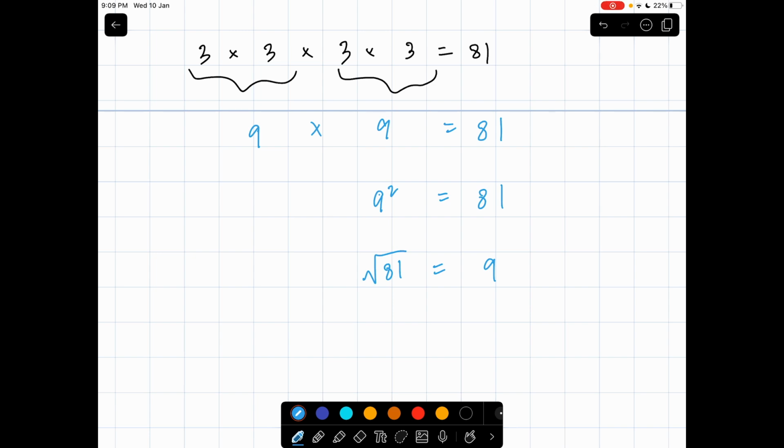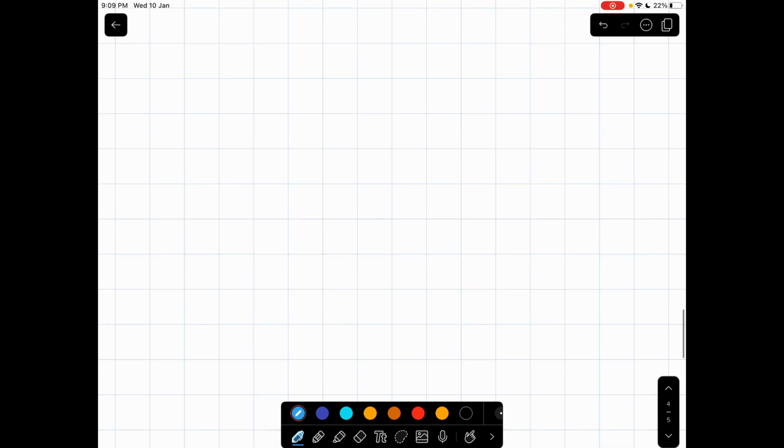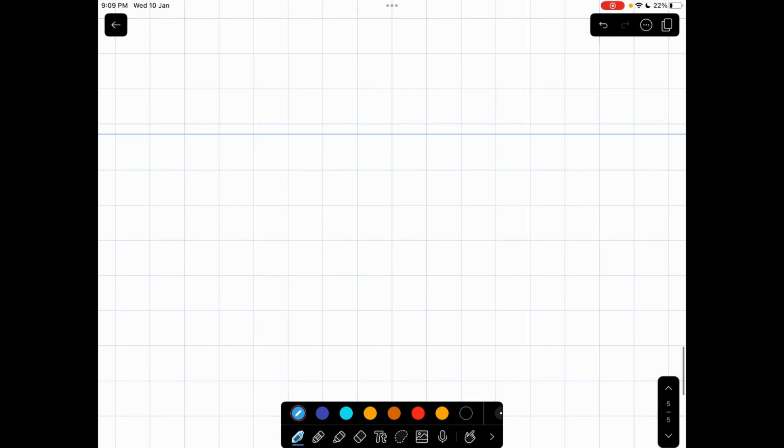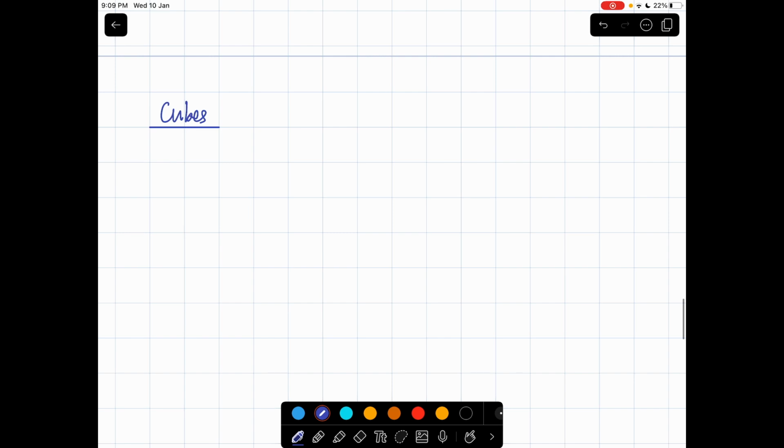We're done with squares, perfect squares, and square roots. Now it's time to take a look at cubes. So cubes are just exactly the same thing as squares. Well, not the same thing, a similar concept. So for square, we had a square. For cube, we're going to have a cube.